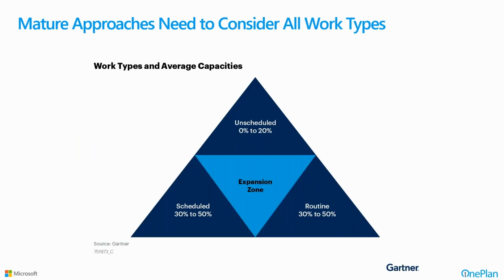And then, as I mentioned earlier on, mature approaches need to consider all work types. The assumption that I'm 100% available to work on the projects just because I'm there doesn't necessarily turn out to be a good assumption. For example, there are scheduled projects that I work on that may be only 30 to 50% of what I do, right? And that's not an atypical availability, according to Gartner. There's routine work or operational work that I need to do. That might be a significant piece of my bandwidth.